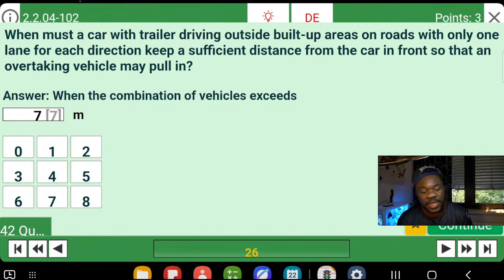People really get confused here, because there is a particular question where they'll ask what your maximum length of car and trailer combination should be. Your maximum length of car and trailer combination should be 18 meters. Now, in this case, they're talking about from what length of motor vehicle you are supposed to keep enough space in front of you, so that if somebody overtakes you, they are able to pull in. So there is a difference between that question and this one. A lot of people get confused. There is no need to get confused. Are you feeling me? Okay, watch out.